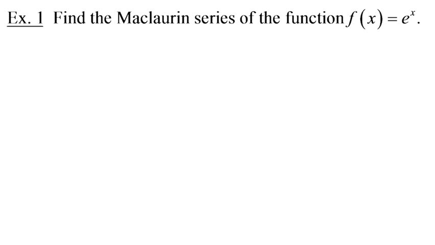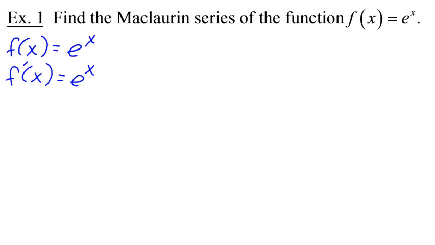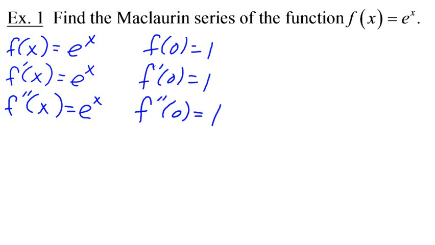In this example, I'll use the formula to derive the Maclaurin series for the function f of x equals e to the x. First, I'll calculate the first few derivatives. Then I'll calculate the value of each derivative at a equals 0, since this is a Maclaurin series. I usually keep finding derivatives until I can establish enough of a pattern to help me write a general formula for the nth term. Here, since all of the derivatives are the same, it doesn't take that long to establish a pattern.